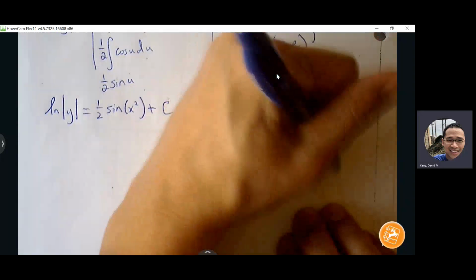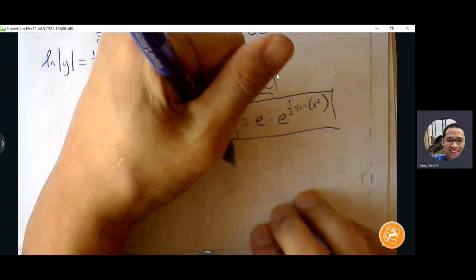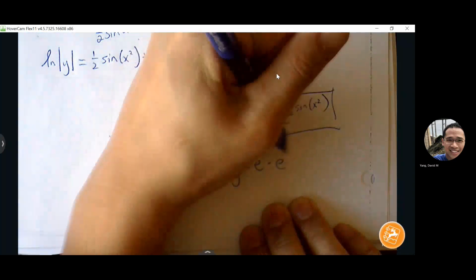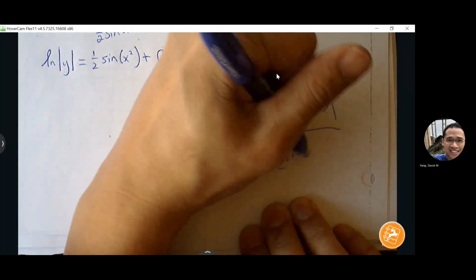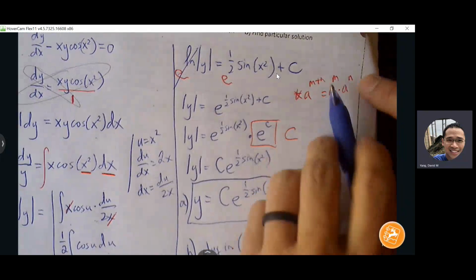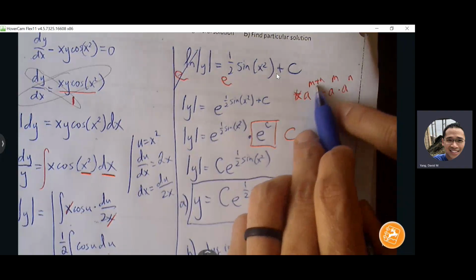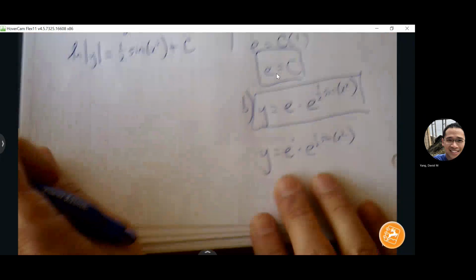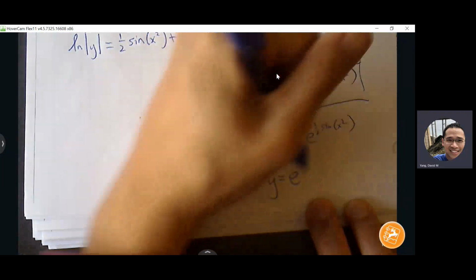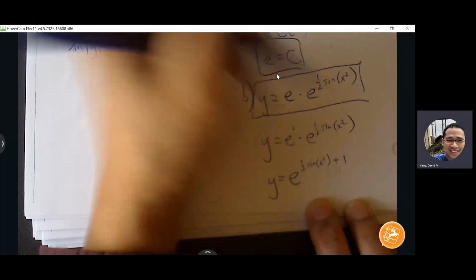You can definitely leave it in this form, but I just want to show you a more simplified version of this. I can merge these together. So this is kind of going backwards from this property, right? If I have the product of two variables, I can merge it together and add the exponents. Because I share the same base, I can just merge the exponents as additions. So y is equal to e to the 1/2 sine x squared plus 1.